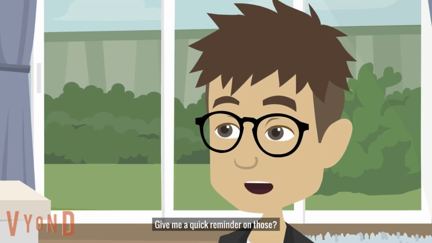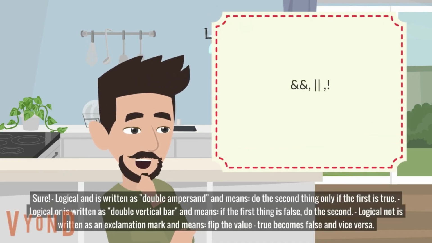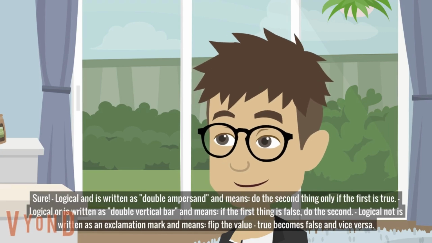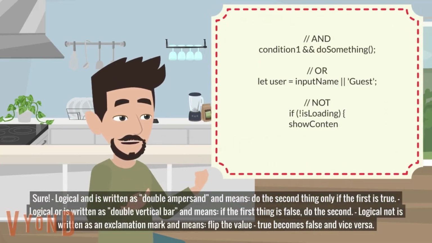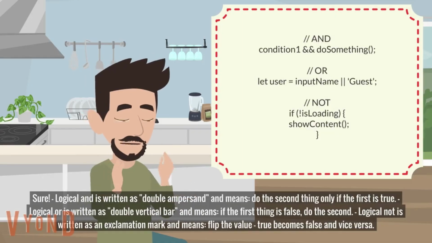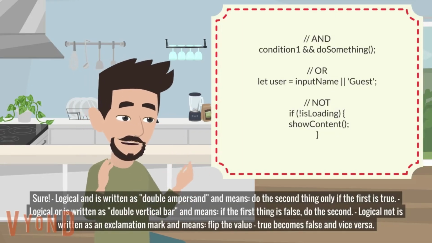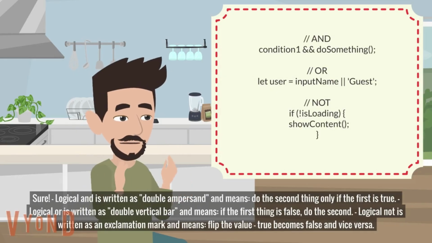Give me a quick reminder on those. Sure. Logical and is written as double ampersand and means do the second thing only if the first is true. Logical or is written as double vertical bar and means, if the first thing is false, do the second. Logical not is written as an exclamation mark and means flip the value. True becomes false and vice versa.